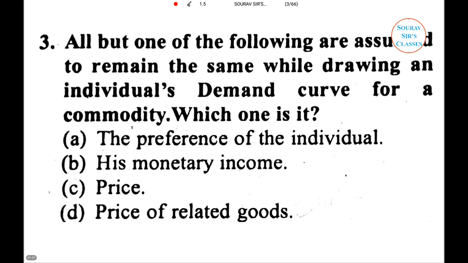The third question asks us, all but one of the following is assumed to remain the same while drawing an individual demand curve for a commodity. Which one is it? Now, the answer will be price. Why? Because only one, that is price, changes. All others, like price of related goods, income, taste and preferences, remain constant while drawing an individual demand curve for a commodity. Okay, so the answer is C.